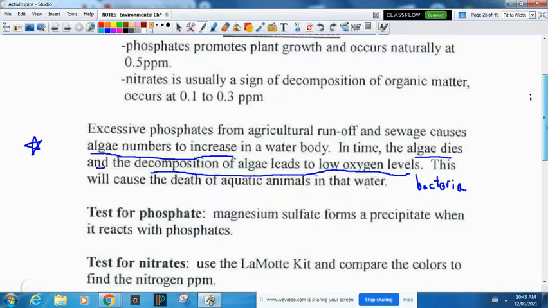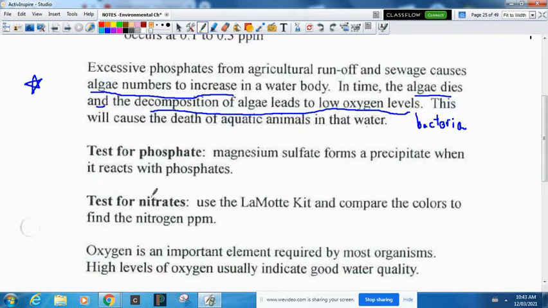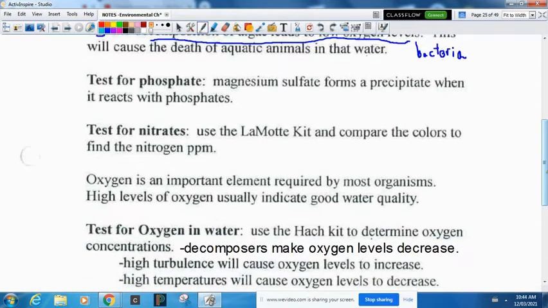The test for nitrate, we're not going to do. Oh, and by the way, you don't need to spend any time memorizing these kits. It's not necessary. It'll never show up on a test or quiz. It'll never show up on the final exam. It's just good that you know what the actual tests are, because we are scientists. We do tests. The test for nitrate, there's a Lamotte kit, and you can compare the colors to find the part per million of nitrogen. It's kind of like that pH one, except it takes longer for it to run, and so we typically can't get it done in one class. At least I can't, and so we're not going to do it. Plus, it's kind of expensive, so we'll leave that one alone.